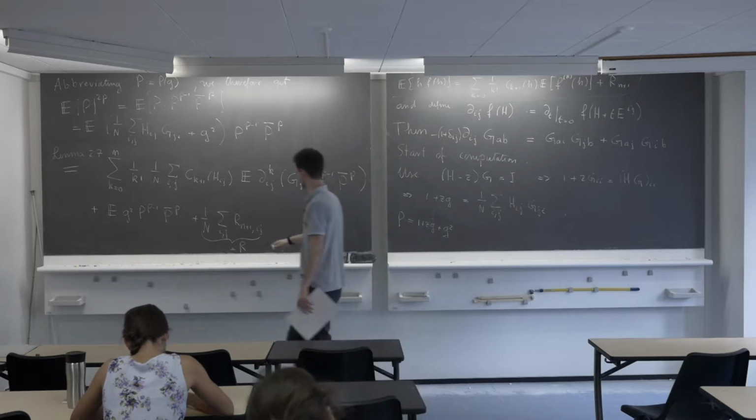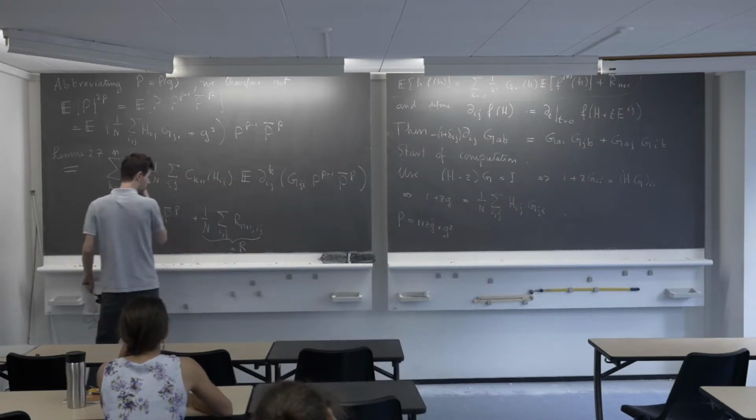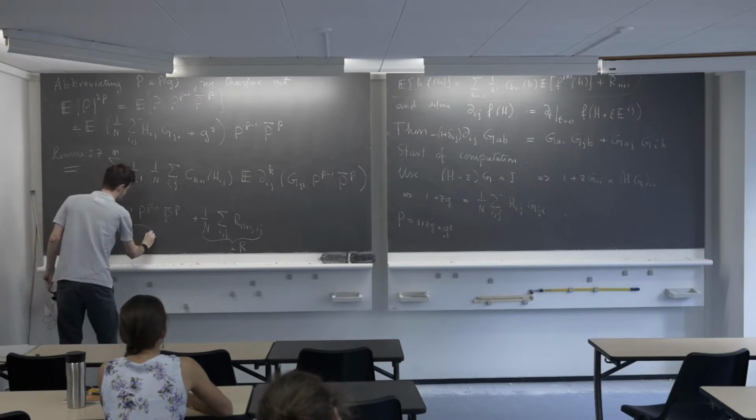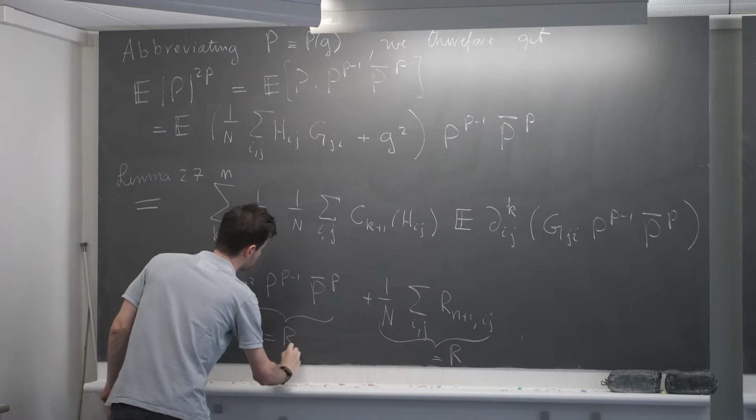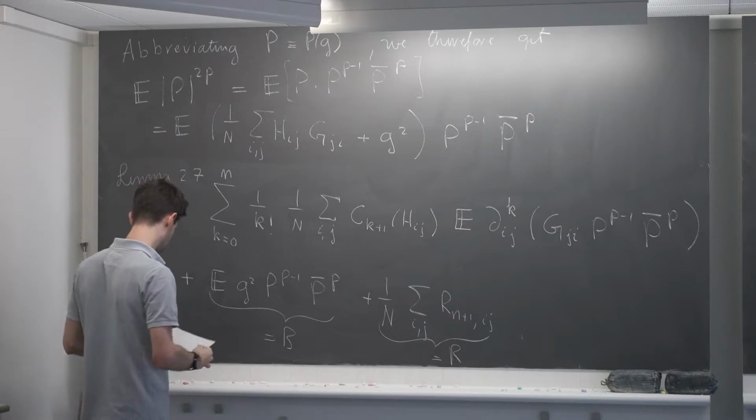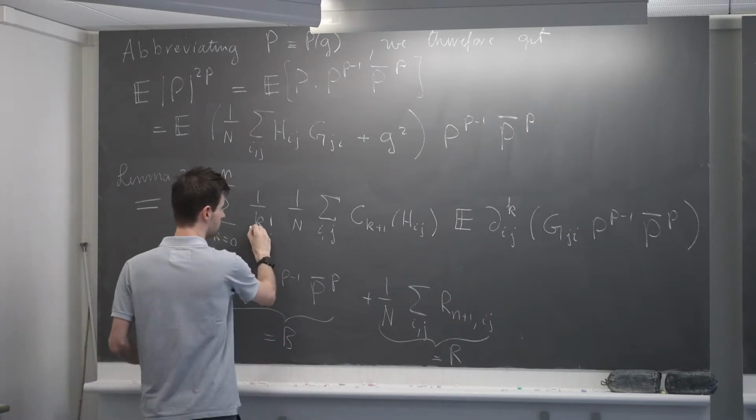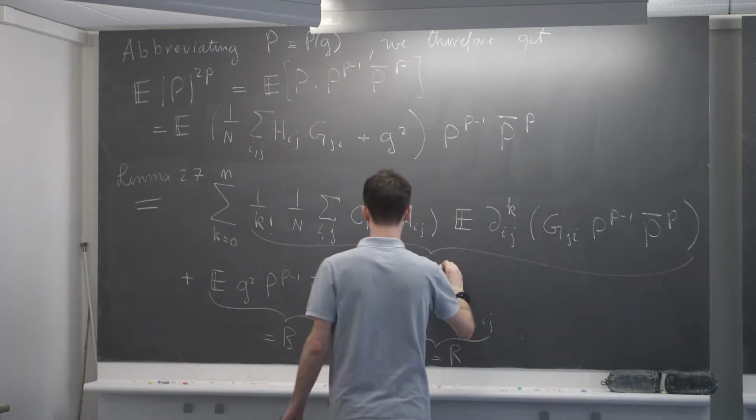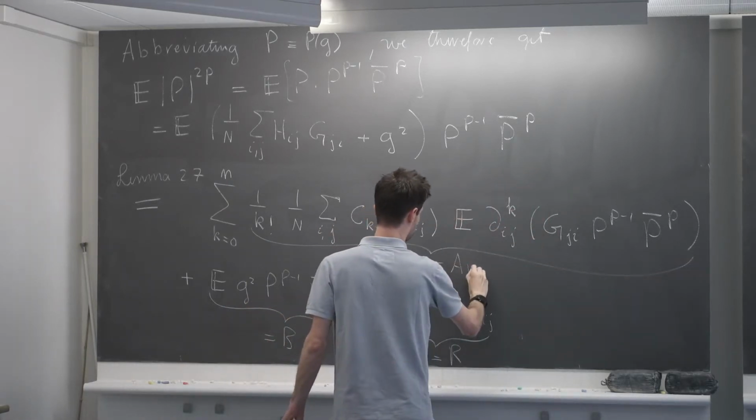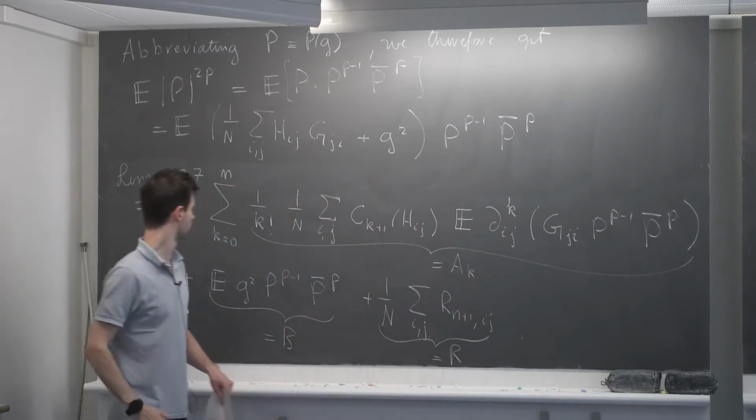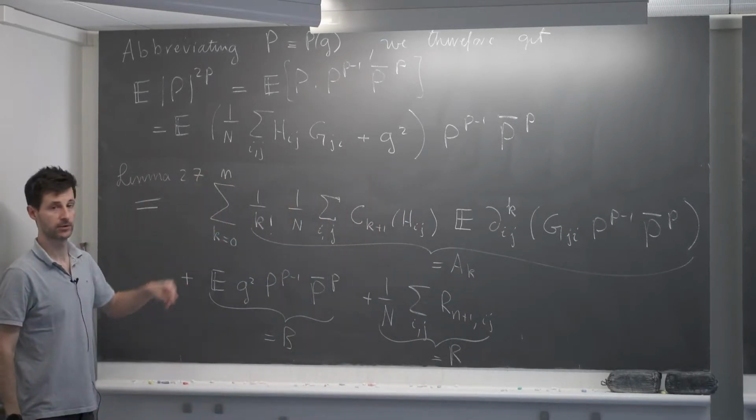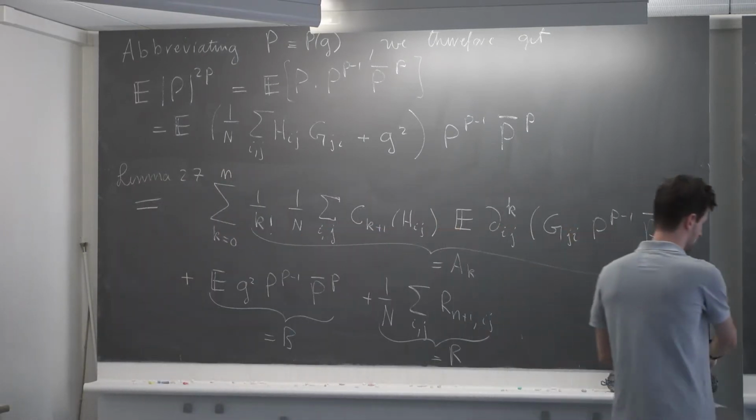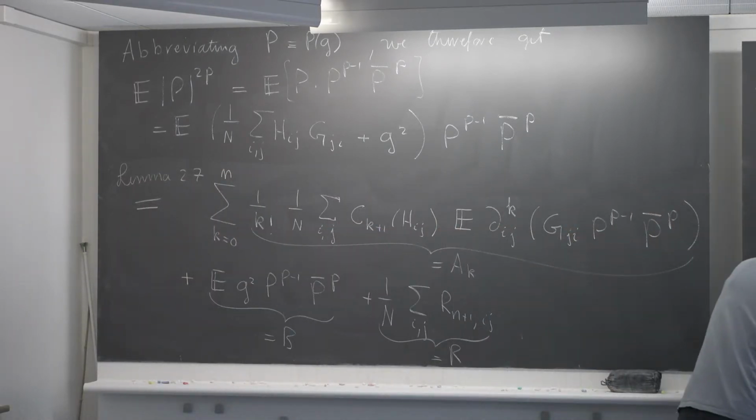So let me call this guy R. Let me call this guy B. And let me call this whole thing A_k. Okay, so this A_k is the kth term of this cumulant expansion. So now we have to analyze these different terms.